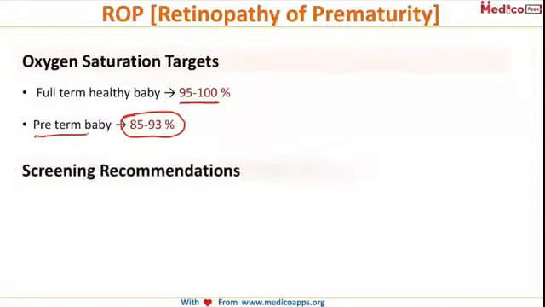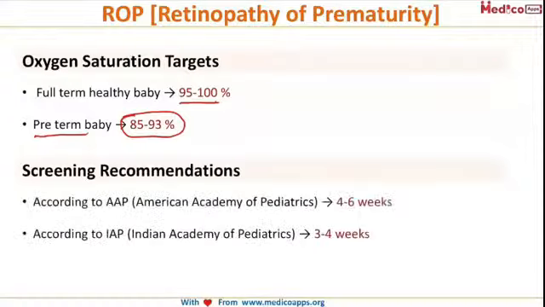Now, coming to the screening recommendations, there are two different schools for this. The American Academy of Pediatrics says that a premature baby should be screened at 4 to 6 weeks for ROP. However, in India, we believe that the baby should be screened at 3 to 4 weeks after birth for ROP. So, for AAP, it's 4 to 6 weeks, and in India, it is 3 to 4 weeks. Please remember this as well.